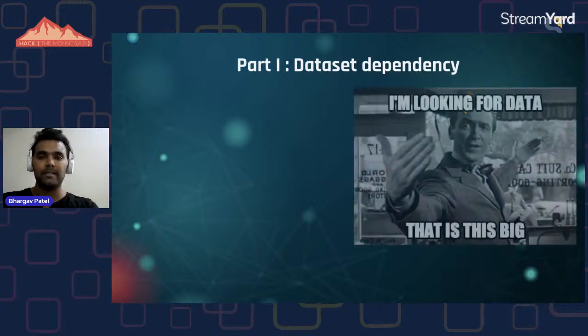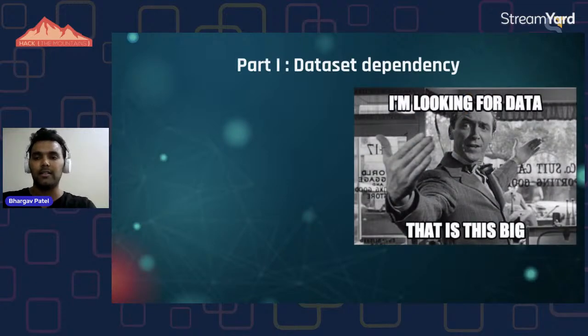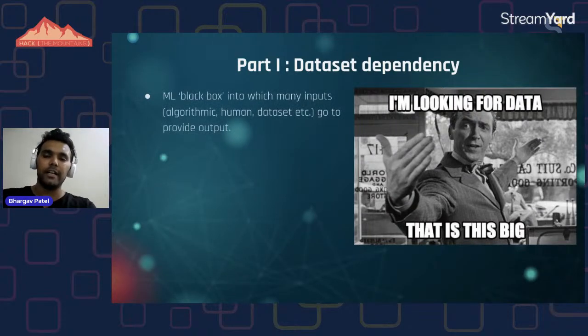One is the data dependency. I'm looking for data that is this big. There are multiple different types of data sets available. Let's say you train your model on one type of data set and you put it into production, and you are getting live data from customers or from, let's say, a streaming platform. What if the distribution of that data changes and your model has never seen that data? It will start performing below expectation. It may perform completely randomly because it doesn't know what this data is. It's never been trained on it, right?